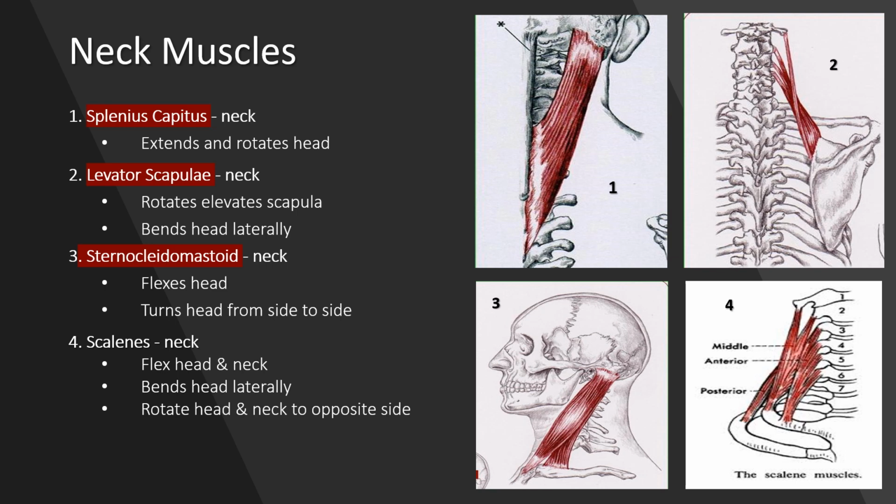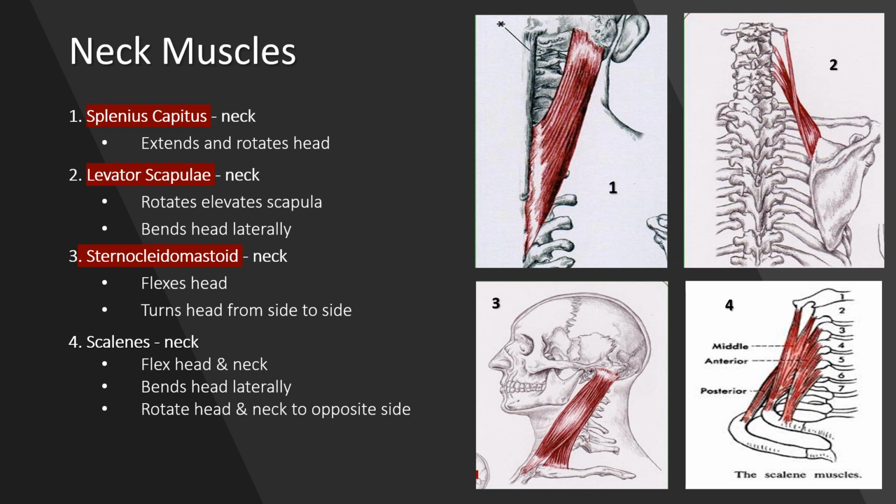Now it rotates and elevates the scapula, and it bends the head laterally, so a lateral flexion it's called. So if we put our ear to the shoulder, that is using the levator scapula. And again the other side. And it also helps us to rotate and elevate the scapula. So if you roll your shoulders, you're using your levator scapula as well to do that.